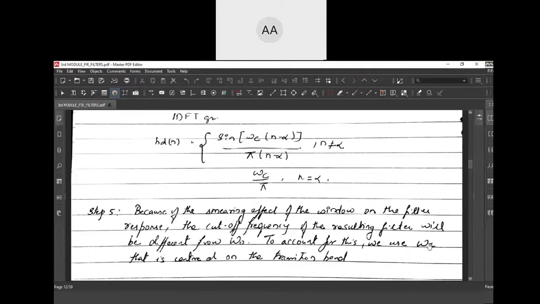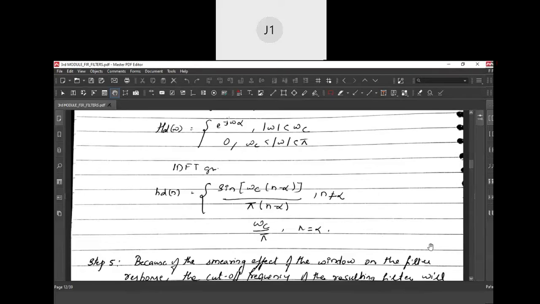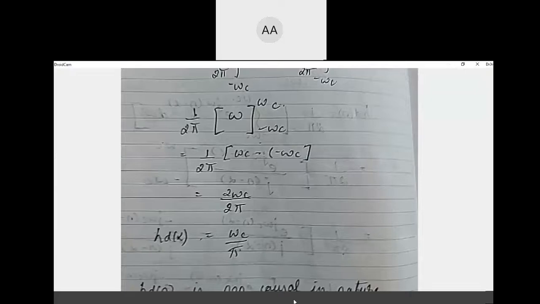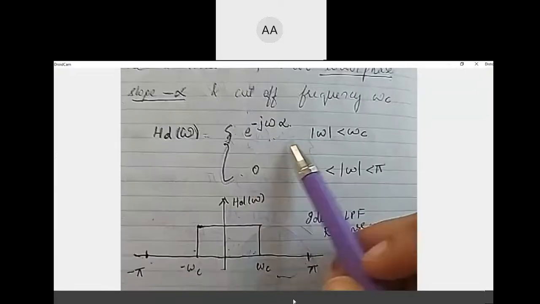This H of omega is constant, no, for a low pass filter? Yeah, you will understand that. I just told you beforehand so that you have an idea. So this is the HD of omega for a low pass filter, right? In the last class, if you remember, we did this. Remember, HD of omega, this is the low pass filter.